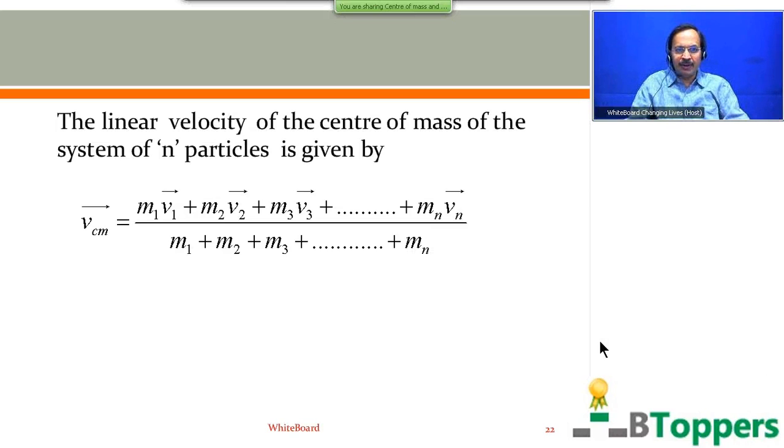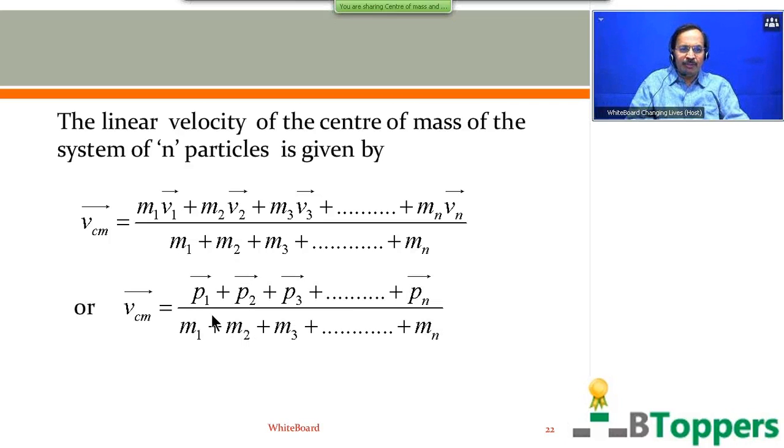So the linear velocity of the center of mass of a system of n particles is given by V_CM bar equal to M1 V1 bar plus M2 V2 bar plus M3 V3 bar up to Mn Vn bar, divided by M1 plus M2 plus M3 up to Mn. Or you can write V_CM bar equal to P1 bar plus P2 bar plus P3 bar up to Pn bar, divided by M1 plus M2 plus M3 up to Mn. Or V_CM bar equal to P bar by capital M. Come on, finish writing. You write capital P here in the numerator on the right side in the last equation. Come on, copy it in the notes.